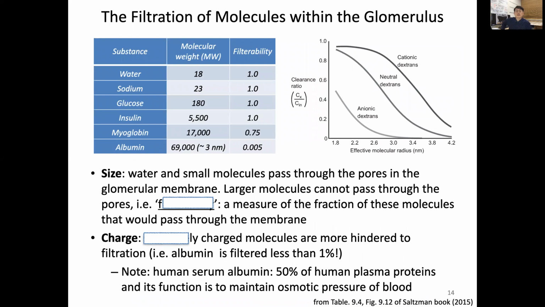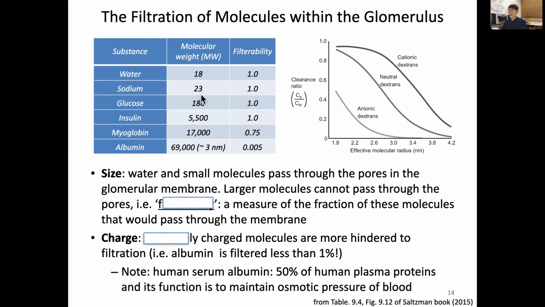So now let's look at a little bit of data for this molecular filtration. There are these substances, for example, water, very important, sodium and glucose and insulin, myoglobin, and albumin. Especially, size matters, which goes together with molecular weight in general. So we look at the molecular weight, and another aspect is how well these are filtered through this glomerulus. If it's freely filtered, coming back and forth because it's so small, its filterability is 1. So what matters first is purely size.